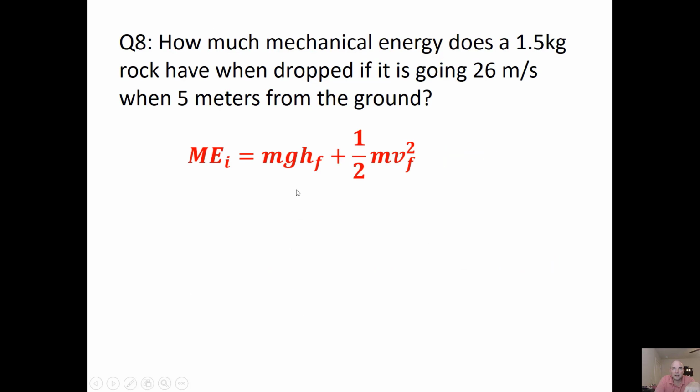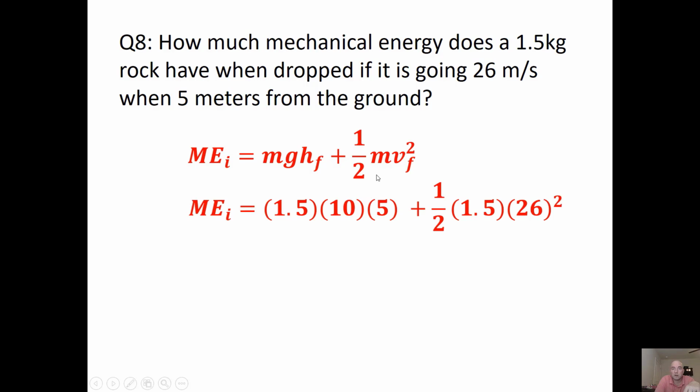So here it's asking you for mechanical energy, so we go back even one more step to keep this all as mechanical energy. We don't break it into kinetic and potential, but we have to break this down all the way to what makes up the potential and the kinetic energy. So we plug in our numbers, and when you get your answer, it's going to be 582 joules.